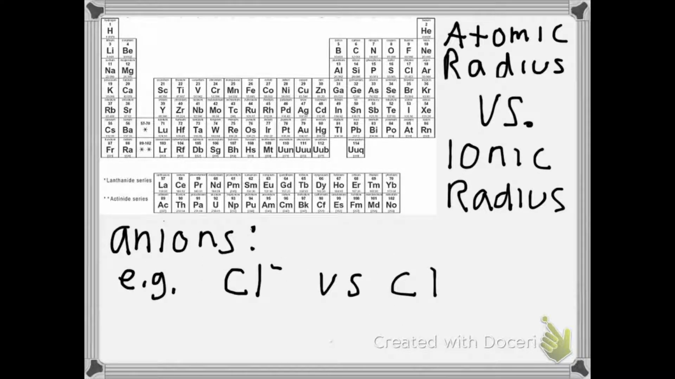Next, let's talk about anions, which are ions with a negative charge. So chlorine has an additional electron in this chloride ion right here, which increases the size of its electron cloud. Therefore, its radius is going to be larger than just regular chlorine. So your real takeaway from all this is that cations, positively charged ions, are smaller than a neutral species, and anions are larger than a neutral species.